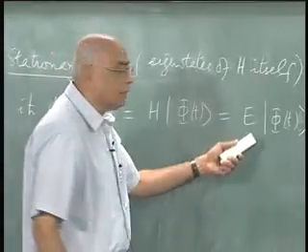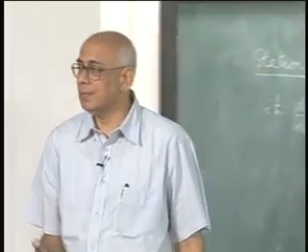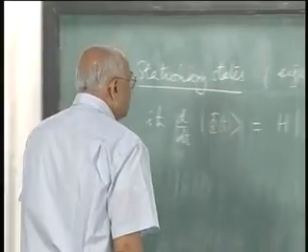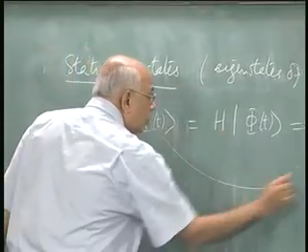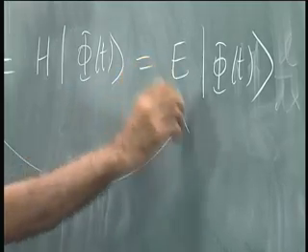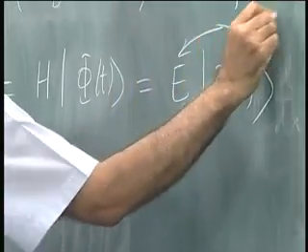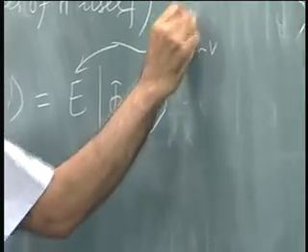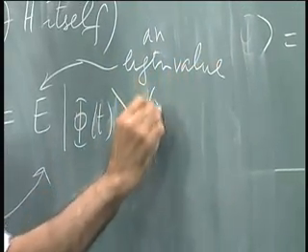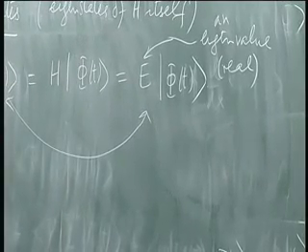As yet we do not know whether this E is continuous, whether it is discrete, positive, negative, we do not care. We do know it is real, and the reason is I insist that the Hamiltonian be made up of observables and therefore its eigenvalues are guaranteed to be real for the systems we are looking at. So skip this line and use this fact here. So this guy is an eigenvalue, and it is real, and phi of t is the corresponding eigenstate.